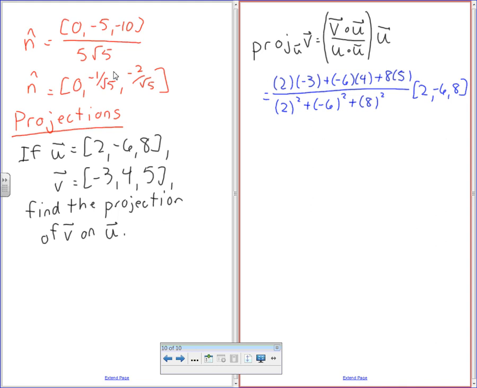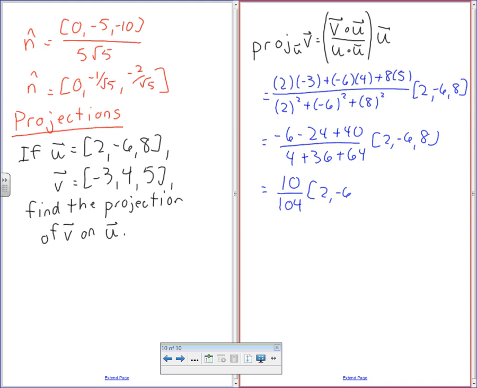Okay, so that's that there. If you want to skip that row and just roll, you call that -6 minus 24 plus 40 all over 4 plus 36 plus 64 times 2, -6, 8. That turns into, oh boy, what is that, 5 over 52, is that right? Yeah. So that's 10 over 52, oh boy, -30 over 52.